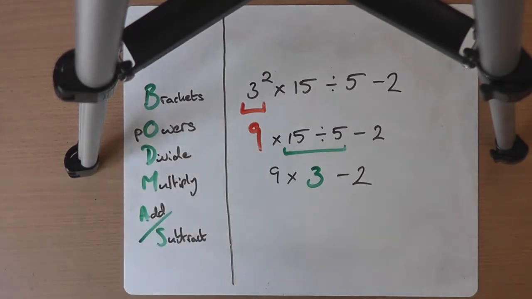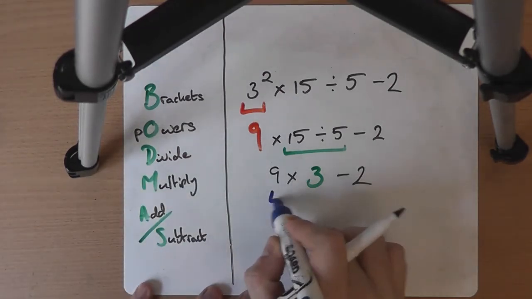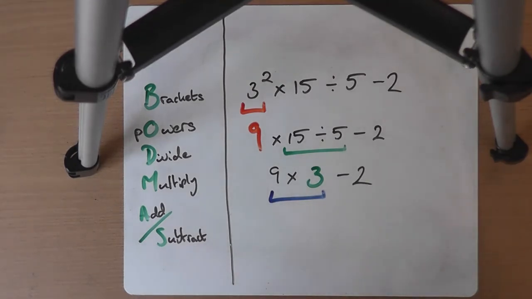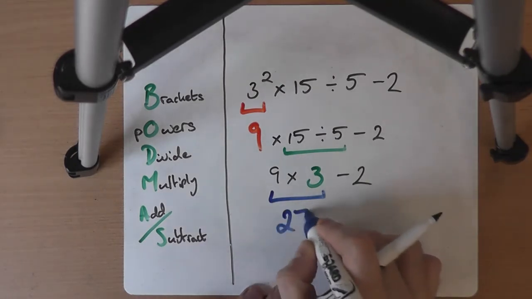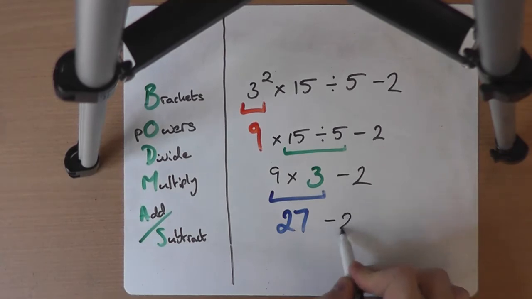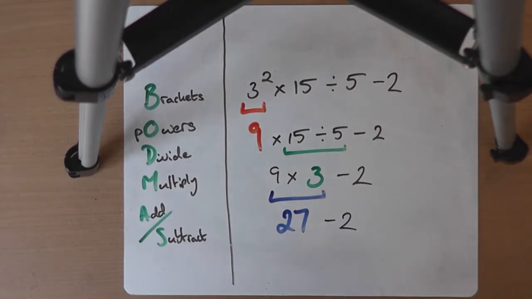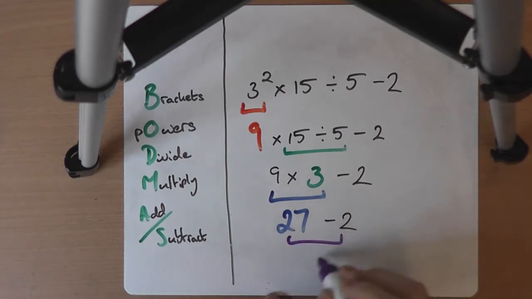Next in our list, multiply. There is a multiply in here. Here is the symbol. It's the 9 and the 3 either side. So we're going to do 9 times 3 is 27. And the minus 2 is still there. We're now at the point where we've just got adds and takes. At the end, we're going to do these in the order that they are written. 27 minus the 2, giving us a final answer then of 25.